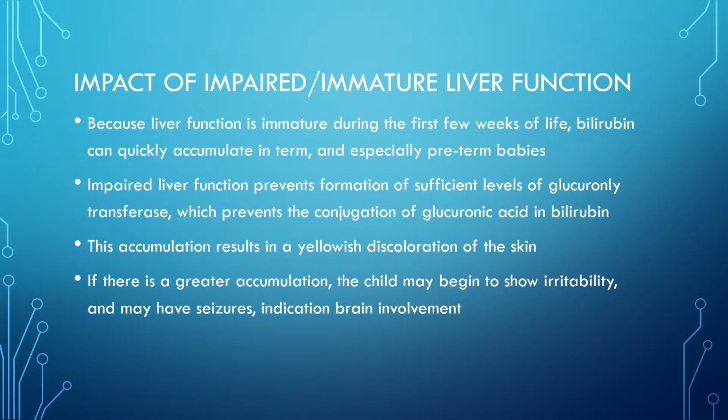Unfortunately, the process that normally occurs in the body does not occur as efficiently in newborns because their liver function is actually much more immature. This is why term and preterm babies are pretty vulnerable to jaundice, which basically causes a yellowing of the skin and can actually result in irritability and even seizures.